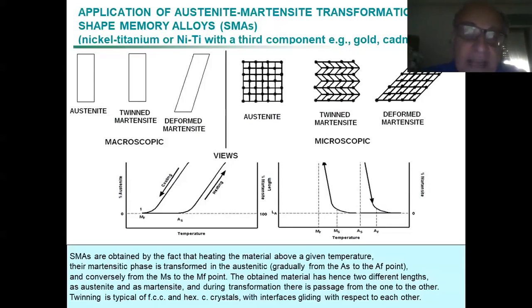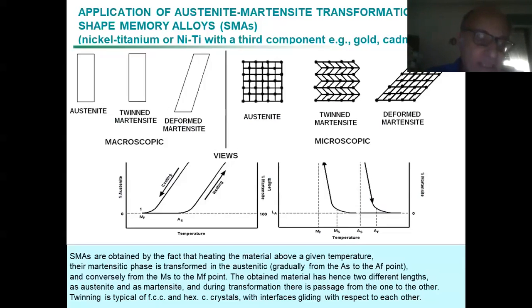The effect of this is that the material has two different lengths, two different geometries, a geometry at high temperature and a geometry at low temperature. And so it has two stable situations. One is austenite and one is martensite, because the deformation allows it to change the length, passing through a phenomenon called twinning. Twinning means from twins.